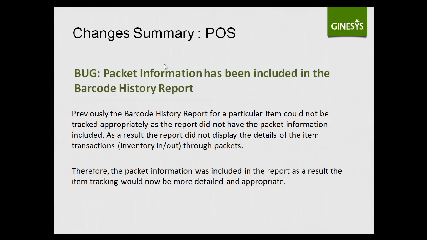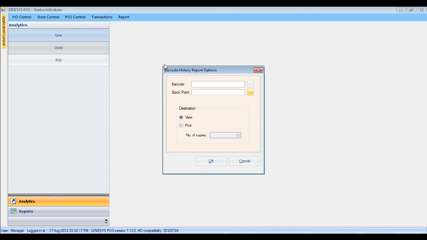The next change that I want to talk about is a change that we've made to the information in the barcode history report. Previously, the barcode history report for any item did not show the packet information. As a result, the report did not display the details of any item transactions, that is the inventory in or out through packets. Therefore, this was included, and now we would be able to see this. Let me go ahead and show you how this looks.